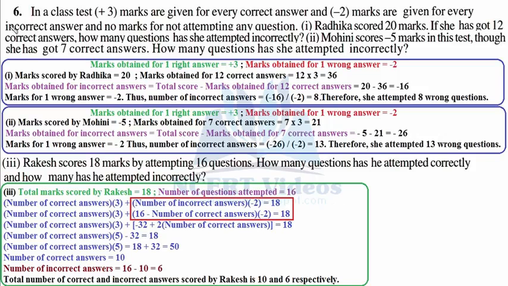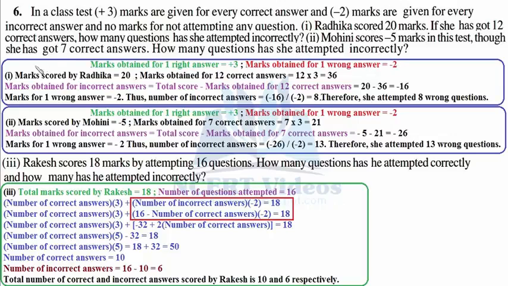Question 6. In a class test, plus 3 marks are given for every correct answer, minus 2 for every incorrect answer, and no marks for not attempting any question. So Radhika scored 20 marks. If she has got 12 correct answers, how many questions has she attempted incorrectly? So, marks obtained for correct answer is 3, that is plus 3. For negative, it is minus 2.